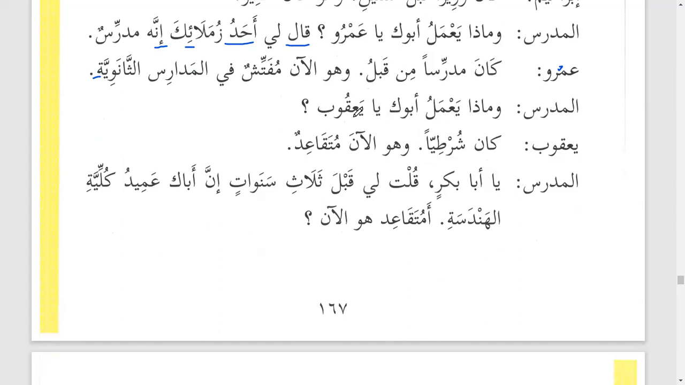ماذا يعمل أبوك يا يعقوب؟ What does your father do, O Yaqub? Yes, Yaqub. Yaqub kana shurtiyan. He was a policeman. Yeah, shurtiyan, one policeman. Yes.